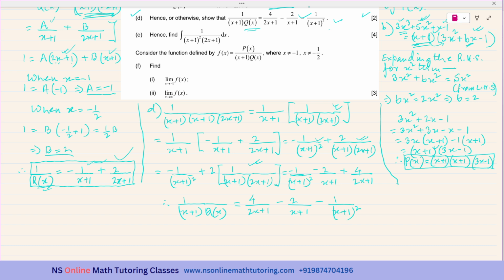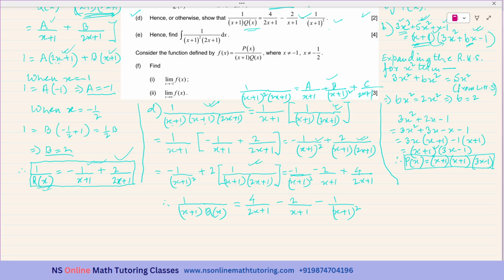You can do it this way, or else you can start with this and just separate. This will be x plus 1 whole square. So let me write it over here. This will be 1 over x plus 1 whole square, and this will be 2x plus 1, and this should be equal to a over x plus 1 plus b over x plus 1 whole square plus c over 2x plus 1, and you get the values of a, b, c separately.